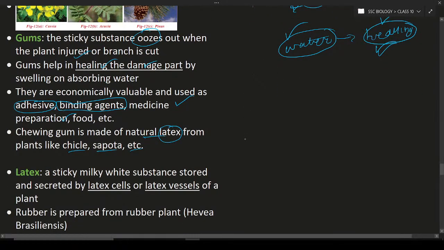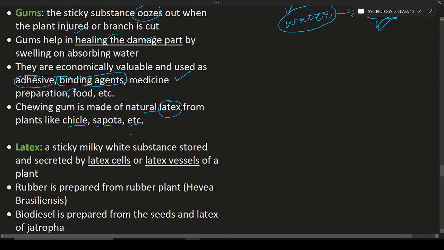And if you have observed, if you eat sapota, in Telugu it is sapota, in English it is sapodilla, you will see the lips become sticky. If you observe clearly, if you have eaten sapota fruit, the lips become sticky. Why do the lips become sticky after eating sapota? Because sapota plants have gums, for example natural latex. The sapota will have the latex. When the latex sticks to the lips, the lips become sticky.